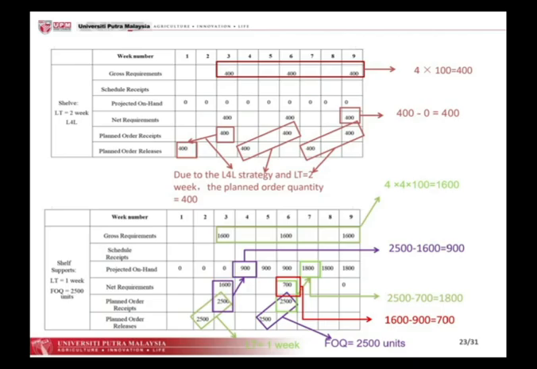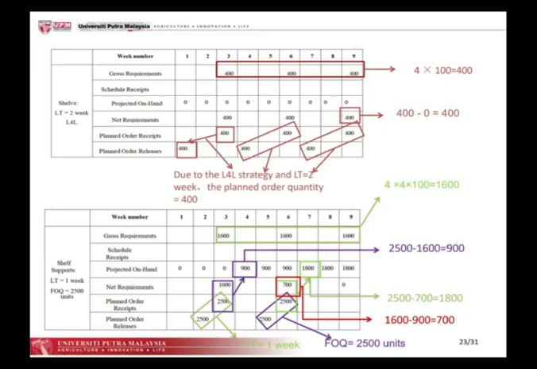Look at the second table. The second table is shell. We can see that one CD cabinet needs 4 shells. So the gross requirement is 400. Because the shell has no inventory, according to the calculation, the projected on hand for 1 week is 0. According to the calculation, the net requirement is 400.